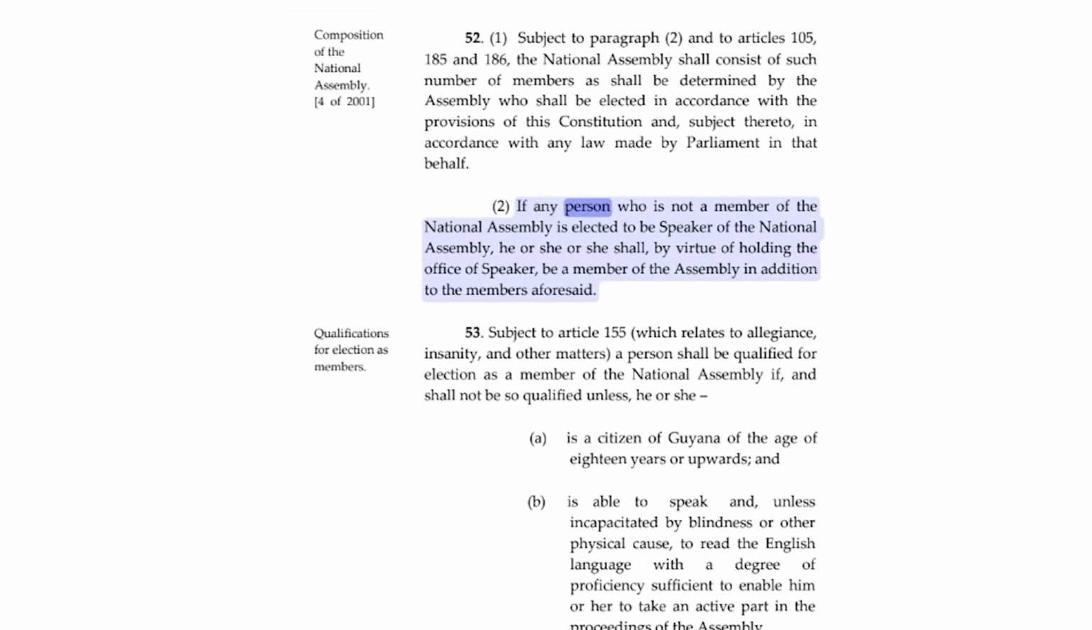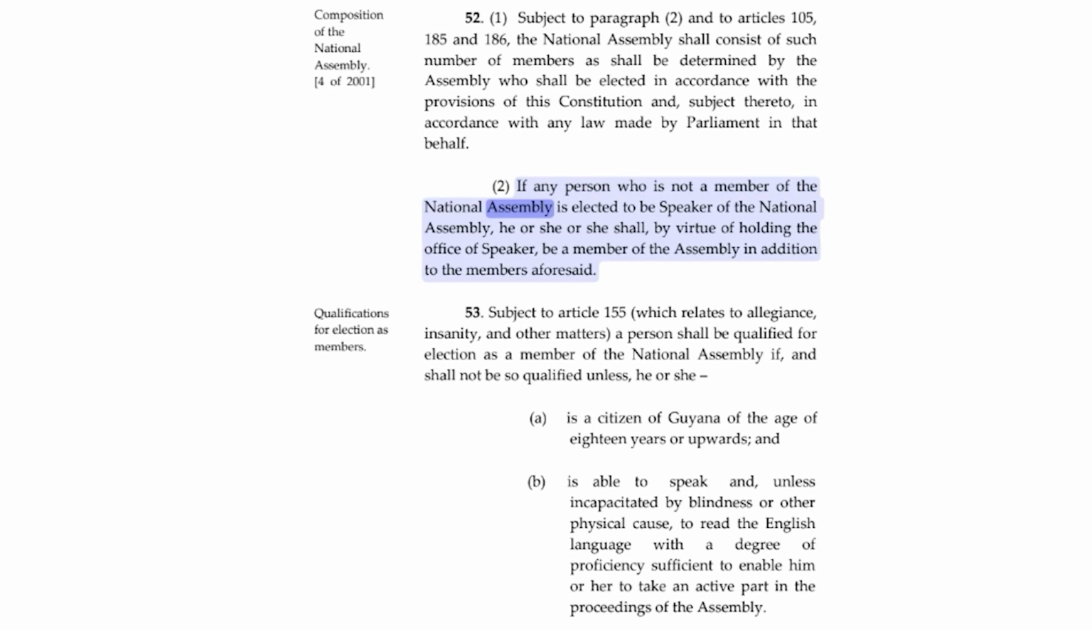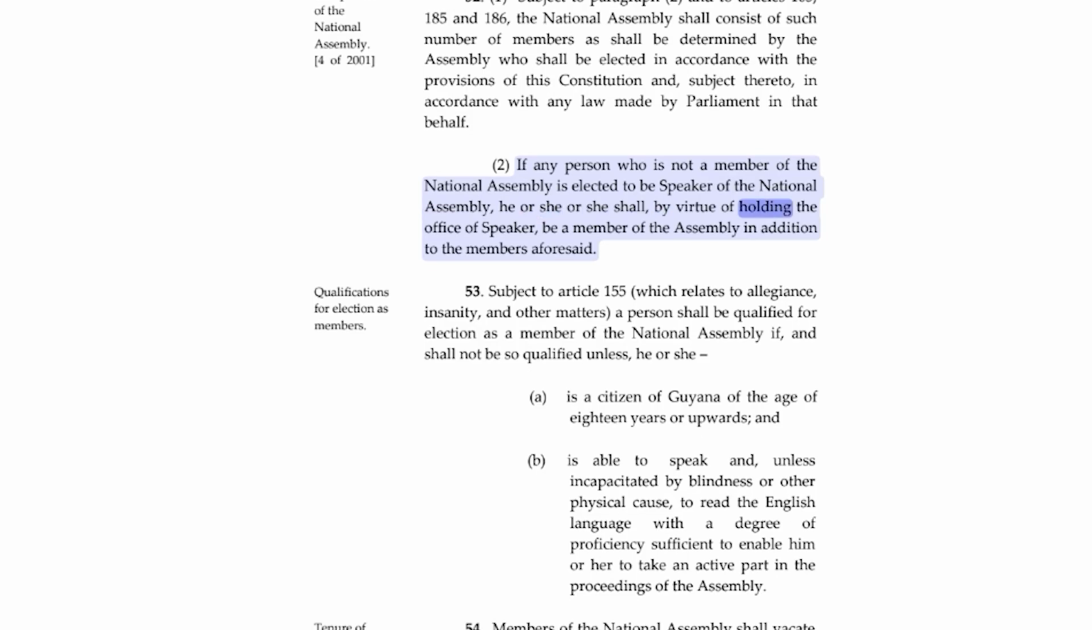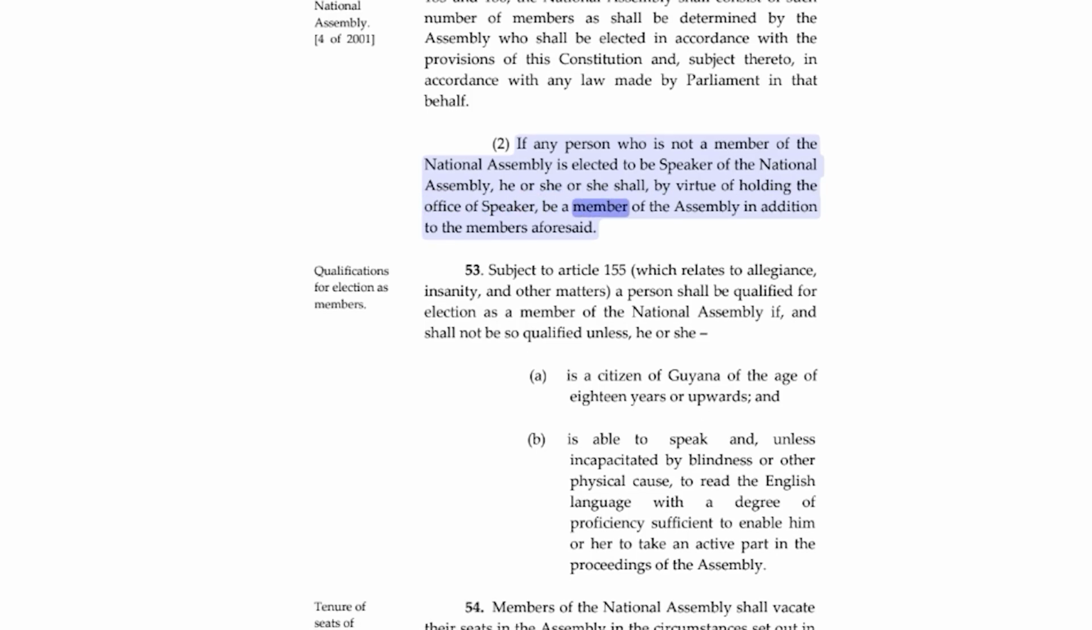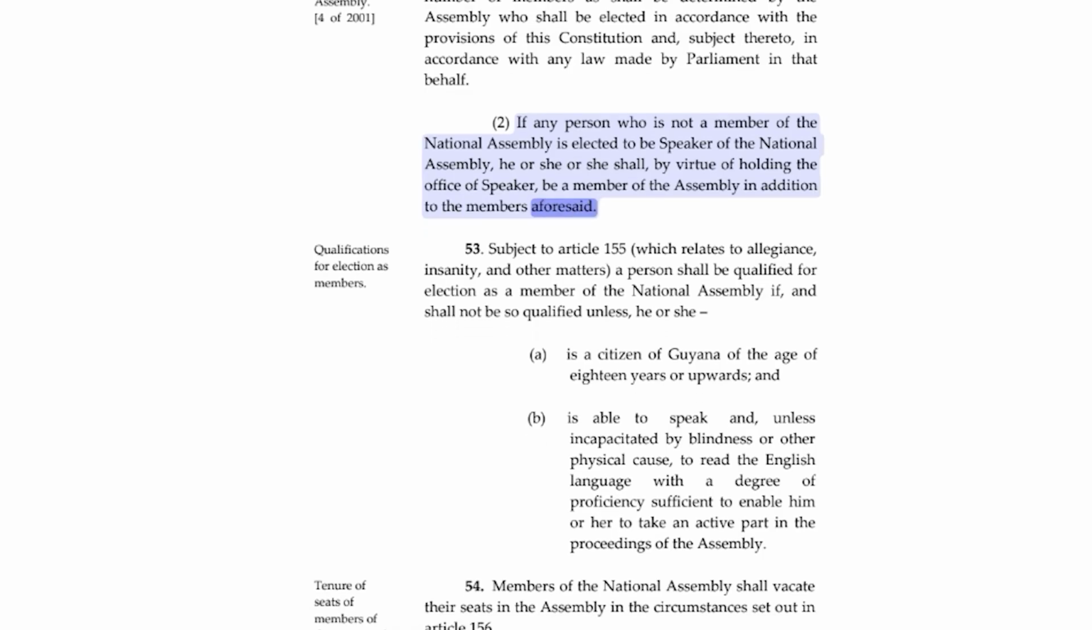(2) If any person who is not a member of the National Assembly is elected to be Speaker of the National Assembly, he or she shall, by virtue of holding the office of Speaker, be a member of the Assembly in addition to the members aforesaid.